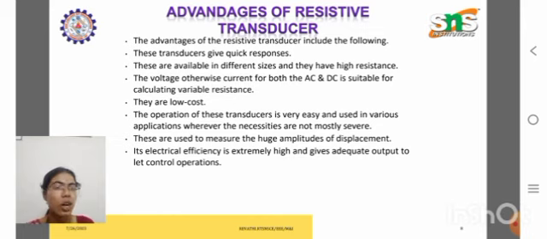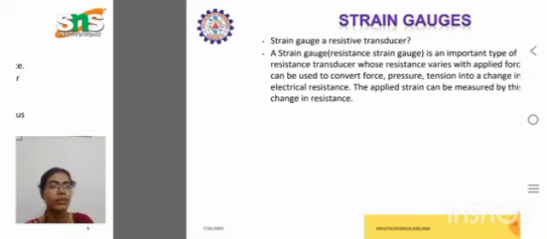They are low cost. The operation of this transducer is very easy, and it is used in various applications. These are used to measure large amplitudes of displacement. Their electrical efficiency is extremely high and they give adequate output to let control operation.